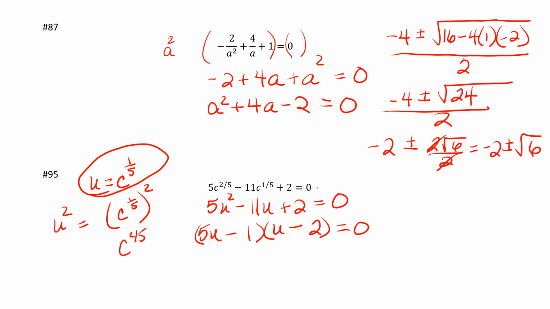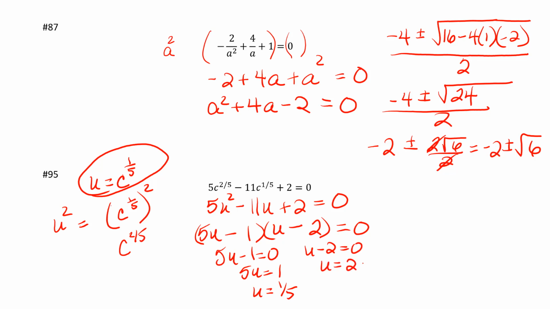So that works. And then since these two factors multiply together to give me 0, one of them must be 0. So 5u minus 1 could be 0, in which case we would have 5u equals 1. So u would be 1/5. Or we could say u minus 2 equals 0. So that would mean u equals 2.